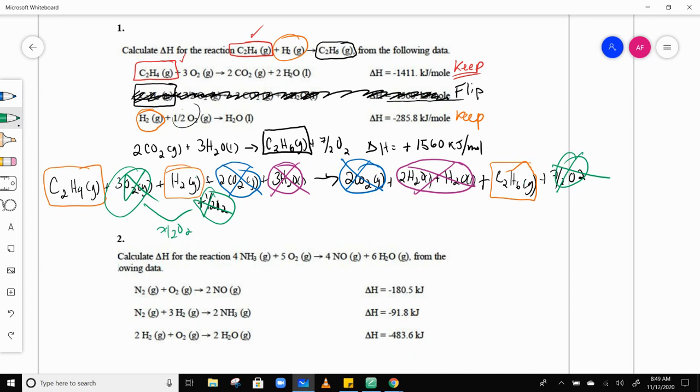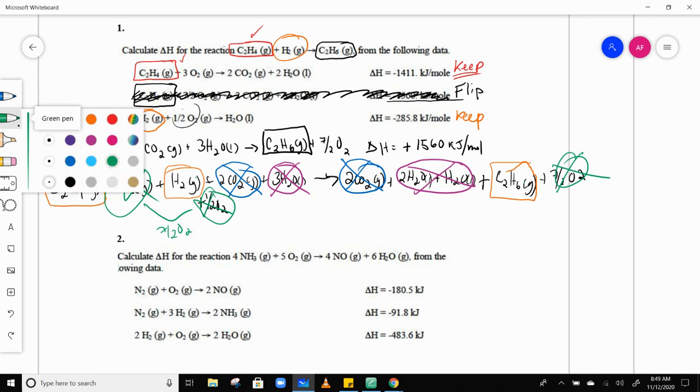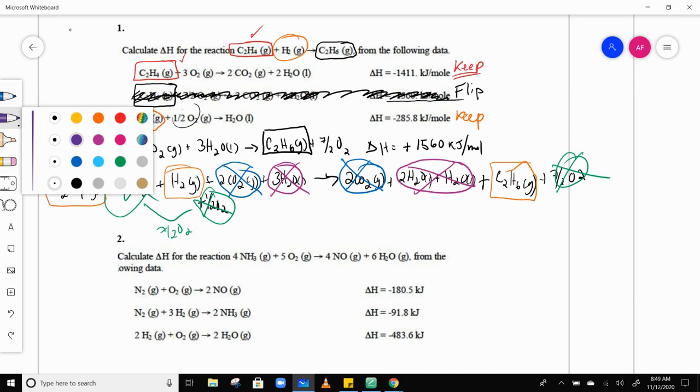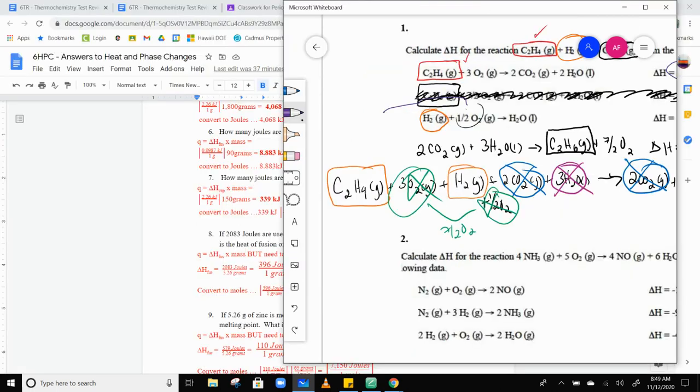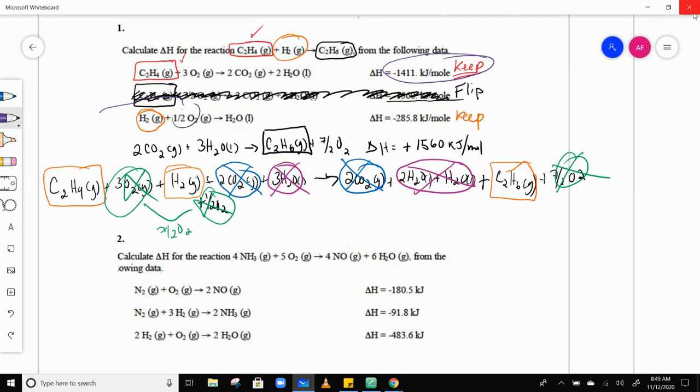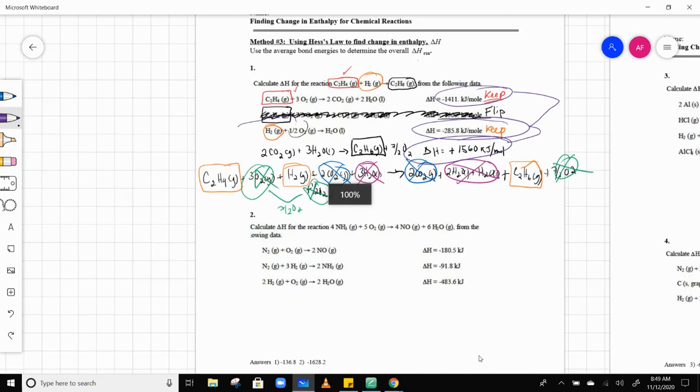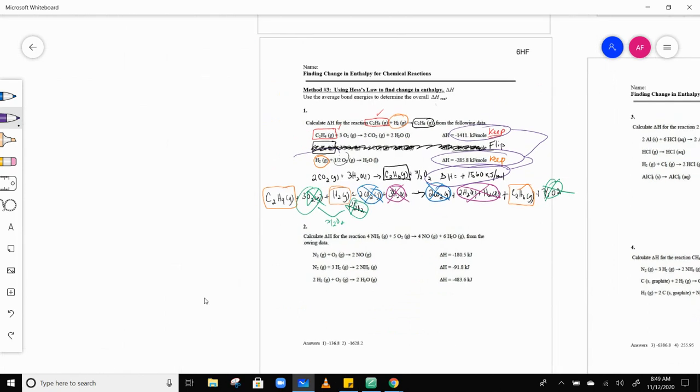Then in order to find the delta H of this entire reaction, we add up all of these delta H's. So negative 1411.11, and we add that one, and then we add that one. When we add these three together, we should get the answer down here, negative 136.8.